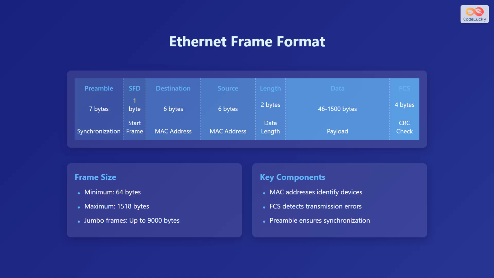The minimum Ethernet frame size is 64 bytes, while the maximum is 1,518 bytes. Jumbo frames, which are larger, can support up to 9,000 bytes. The key components include media access control addresses, which identify devices, the frame check sequence, which detects transmission errors, and the preamble that ensures synchronization.